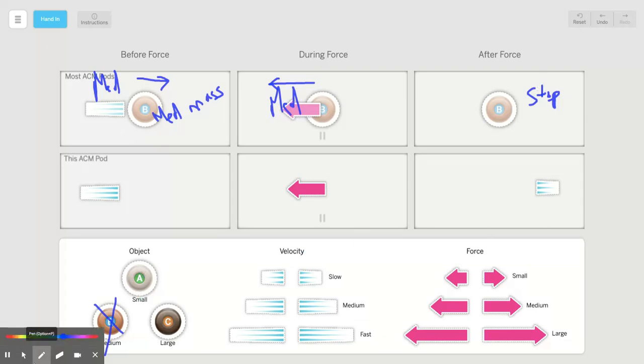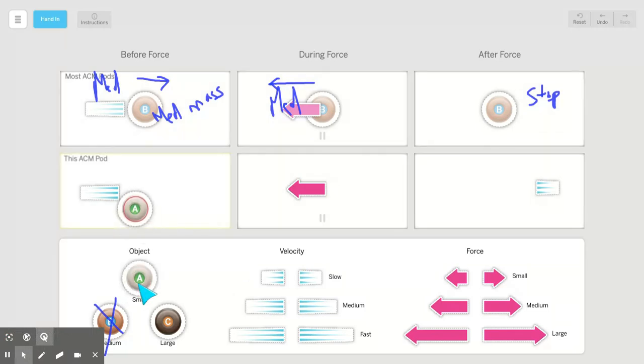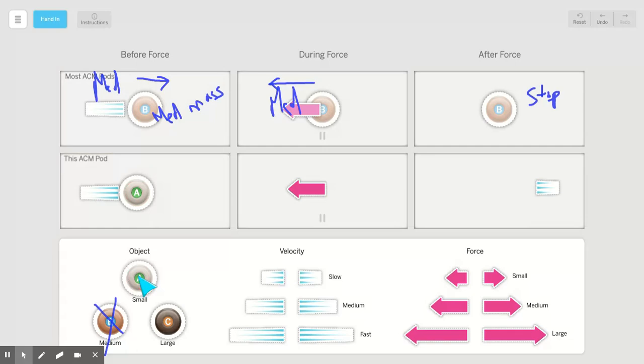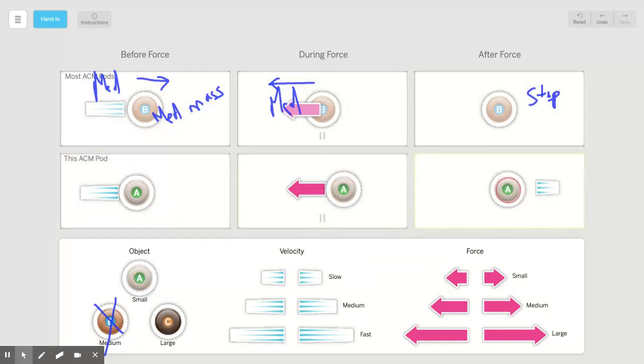So the right answer is going to be a small massive object. And what we need to do is drag letter A like this. And this means a small mass, a less massive object. And this is our finished model. This is showing that a less massive object moving the same velocity, same direction, when it's exerted the same force as normal pods, it changes direction. So this is representing claim 1.